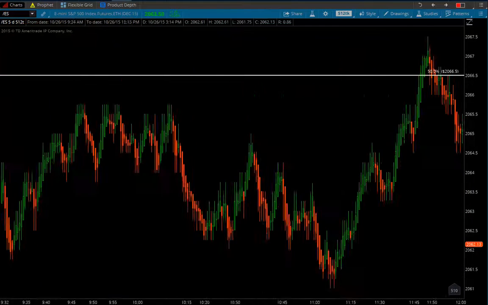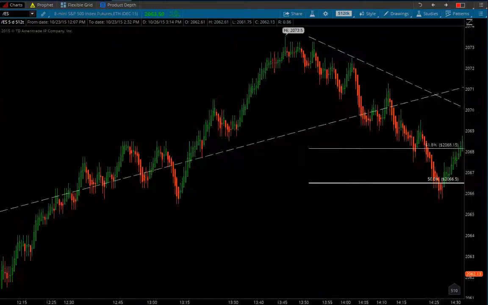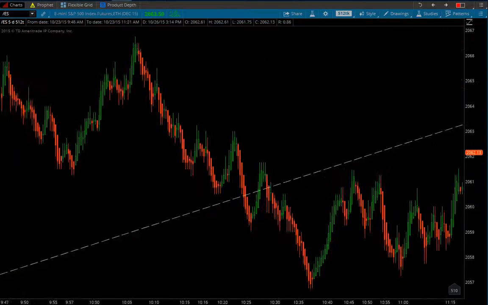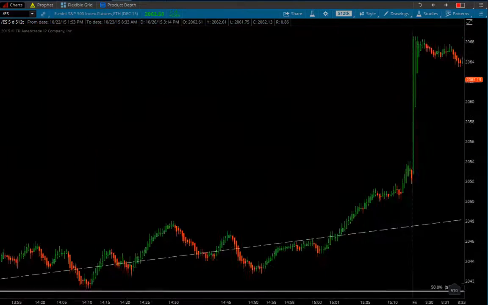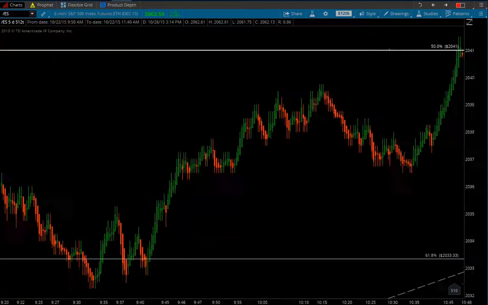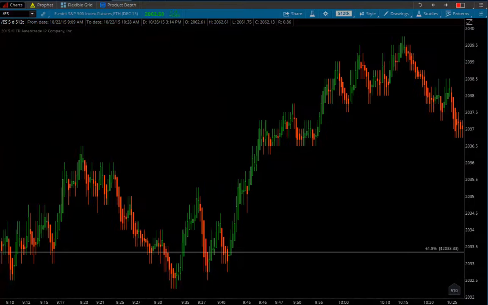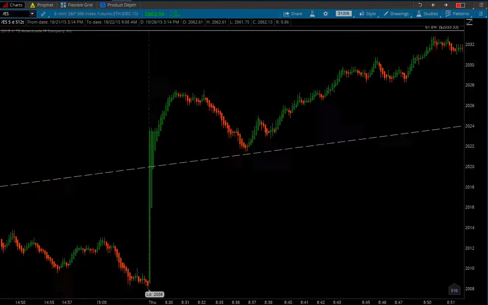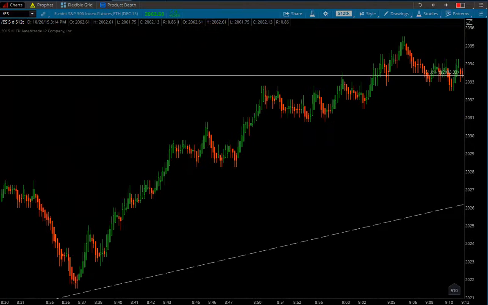But if we go back to Thursday, and I did a little bit of Facebooking, posting about Thursday's price action. I'll go all the way to the beginning of the day.